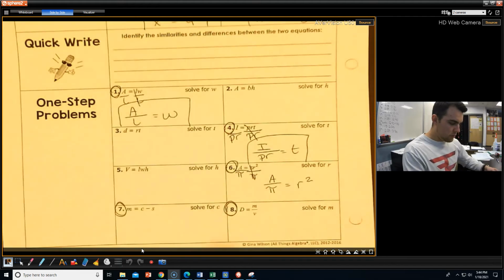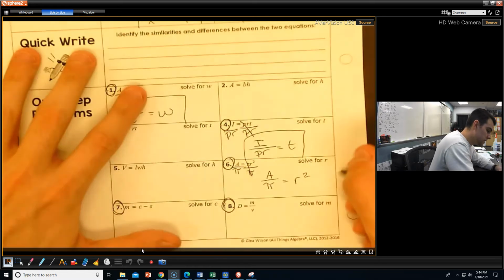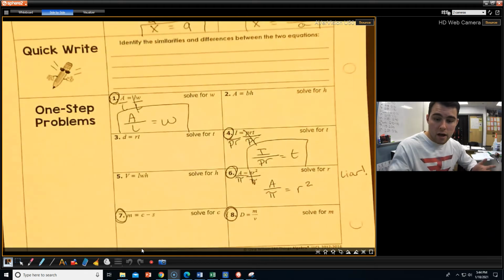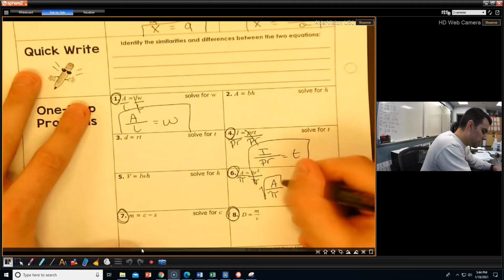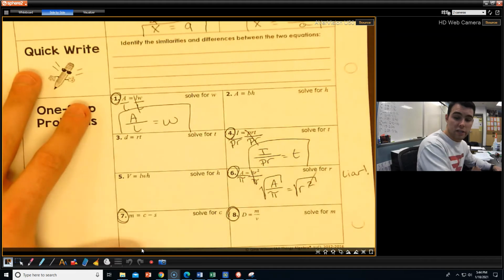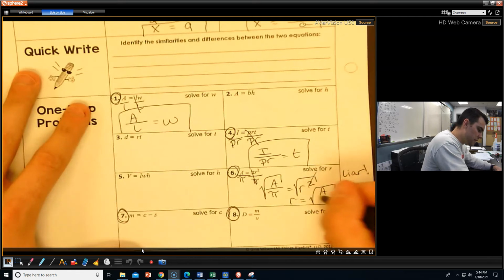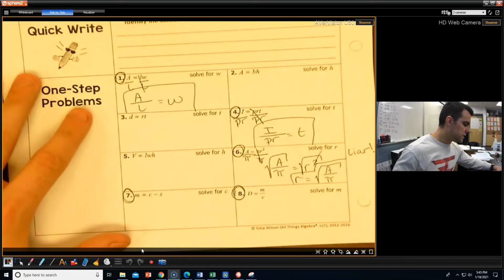Now, while we're doing this, it's occurring to me, this is not a one-step problem. We're going to need two steps to do it. It's a liar. That's okay, we'll fix the liar. We have r squared. I want to undo the squared. So remember, using our sheet, the opposite of squaring something is to square root it. So the 2 and the square root will cancel, and I'll be left with r is equal to the square root of A divided by pi. And that guy's done.